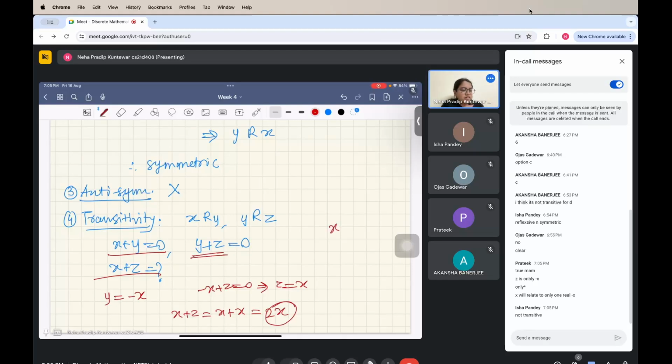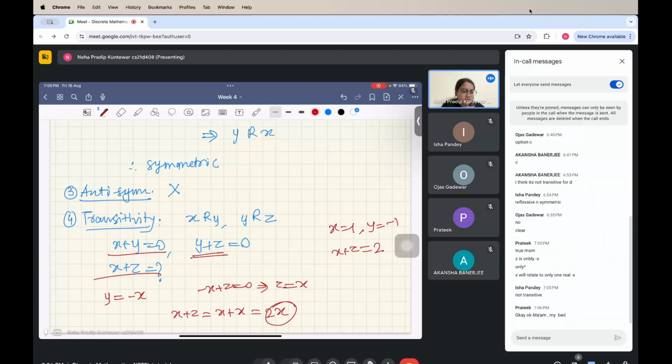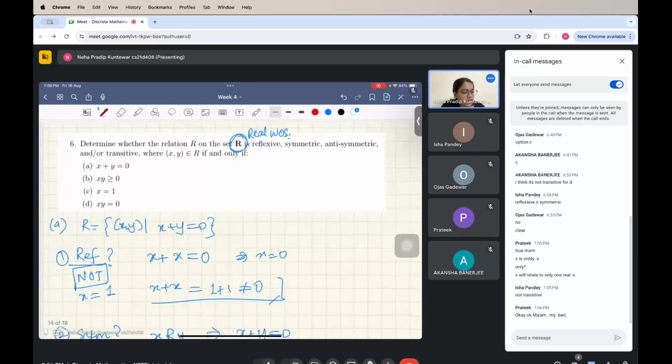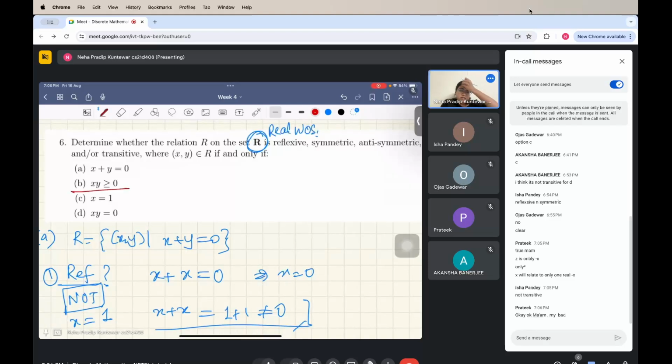So for example, if x were 1, x plus z would have been 2. So this is not equal to 0. So what you were thinking was right. So this is violated, it's just not transitive. Okay, good. So I'll let you try out the B part. Maybe take a couple of minutes and then we can discuss this.